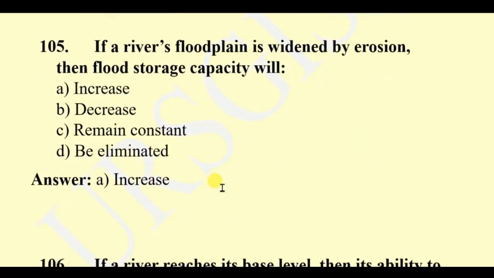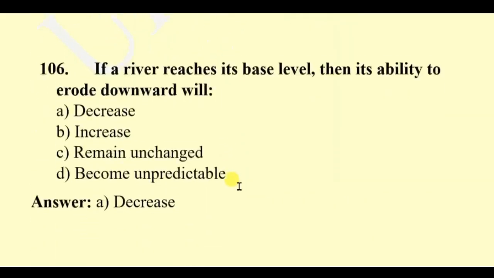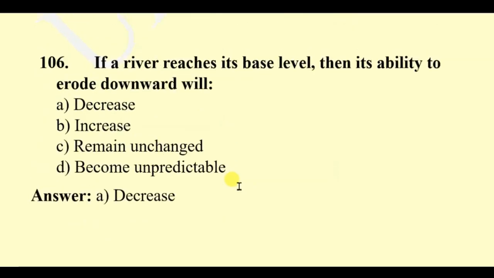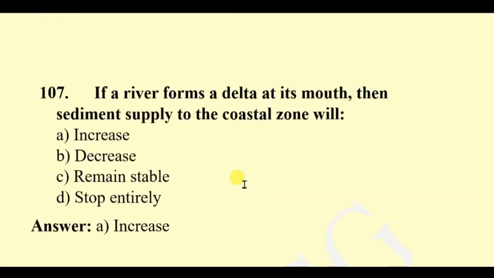Question 105. If a river's floodplain is widened by erosion, then flood storage capacity will increase, decrease, remain constant, or be eliminated. Of course, it will increase. Question 106. If a river reaches its base level, then its ability to erode downstream will decrease. It means the gradient will be low, so downward erosion will be decreased.